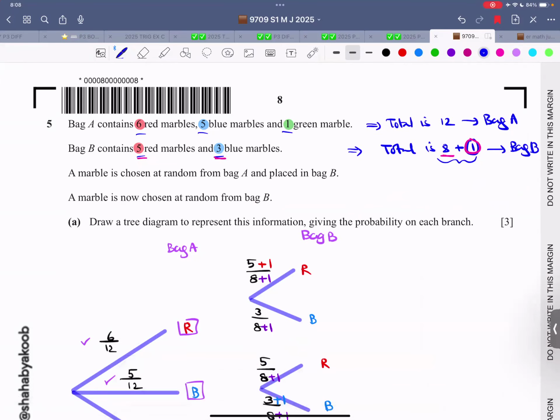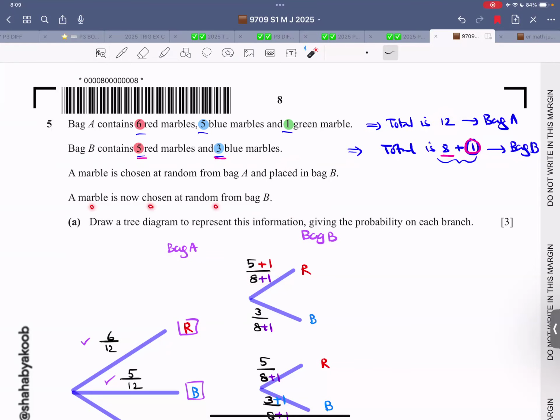Now it says, bag A contains 6 red marbles, 5 blue marbles, 1 green marble. Total is 12. That is bag A. Bag B contains 5 red, 3 blue, 5 plus 3, that is 8. But there is a catch. What is the catch? A marble is chosen at random from bag A and placed in bag B. That means initially there are 12 over here, and of course, that is what we will use for probability. But after 1 is transferred, now 8 plus 1 is 9. That is the second denominator, the denominator for the second set of the tree diagram.